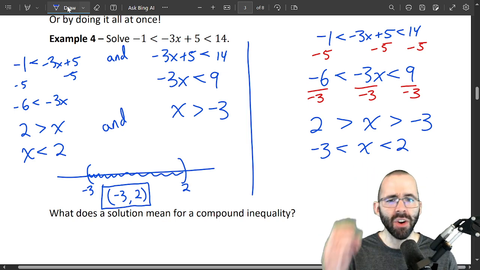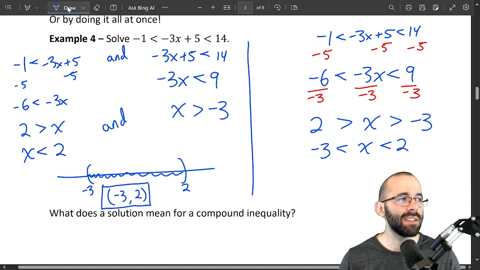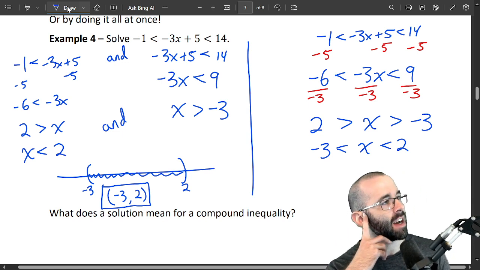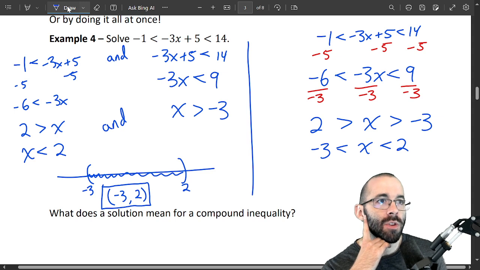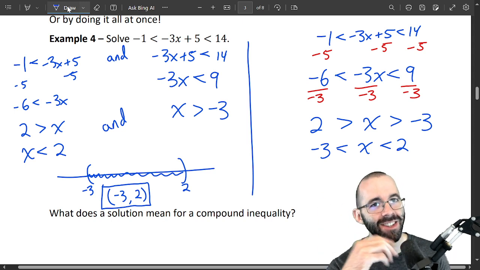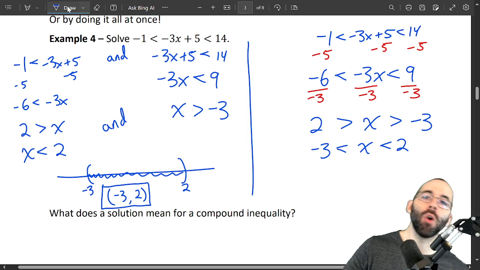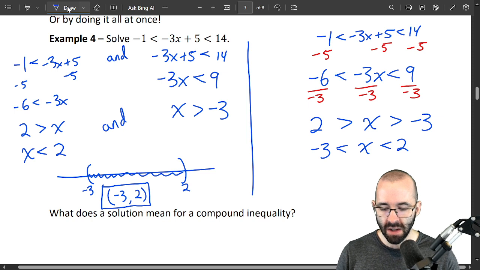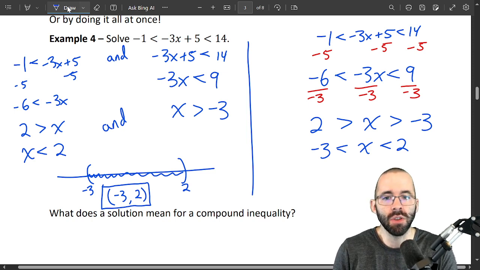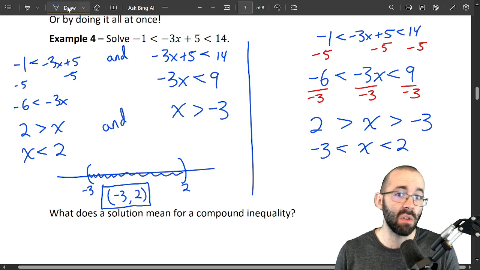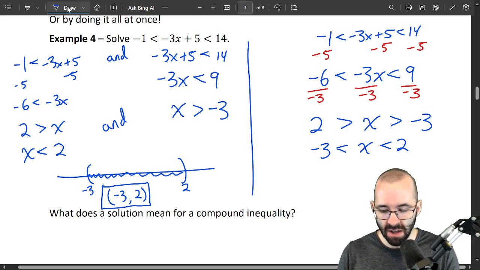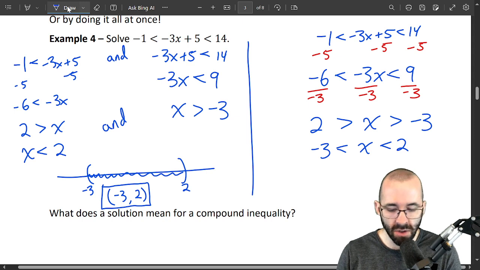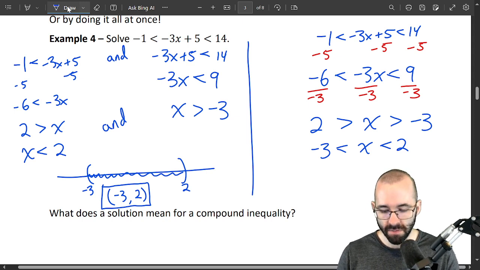So what does a solution mean for a compound inequality? Well, a solution of an equation is a value that makes the equation true. A solution to a basic inequality is a value that makes the inequality true. A solution of the compound inequality, you guessed it, is a value that makes the whole compound inequality true, or both smaller inequalities true. So what's a number in this interval that should be a solution? I would choose 0. 0 is in this interval. There are infinitely many solutions in this interval. 0 should make this true.